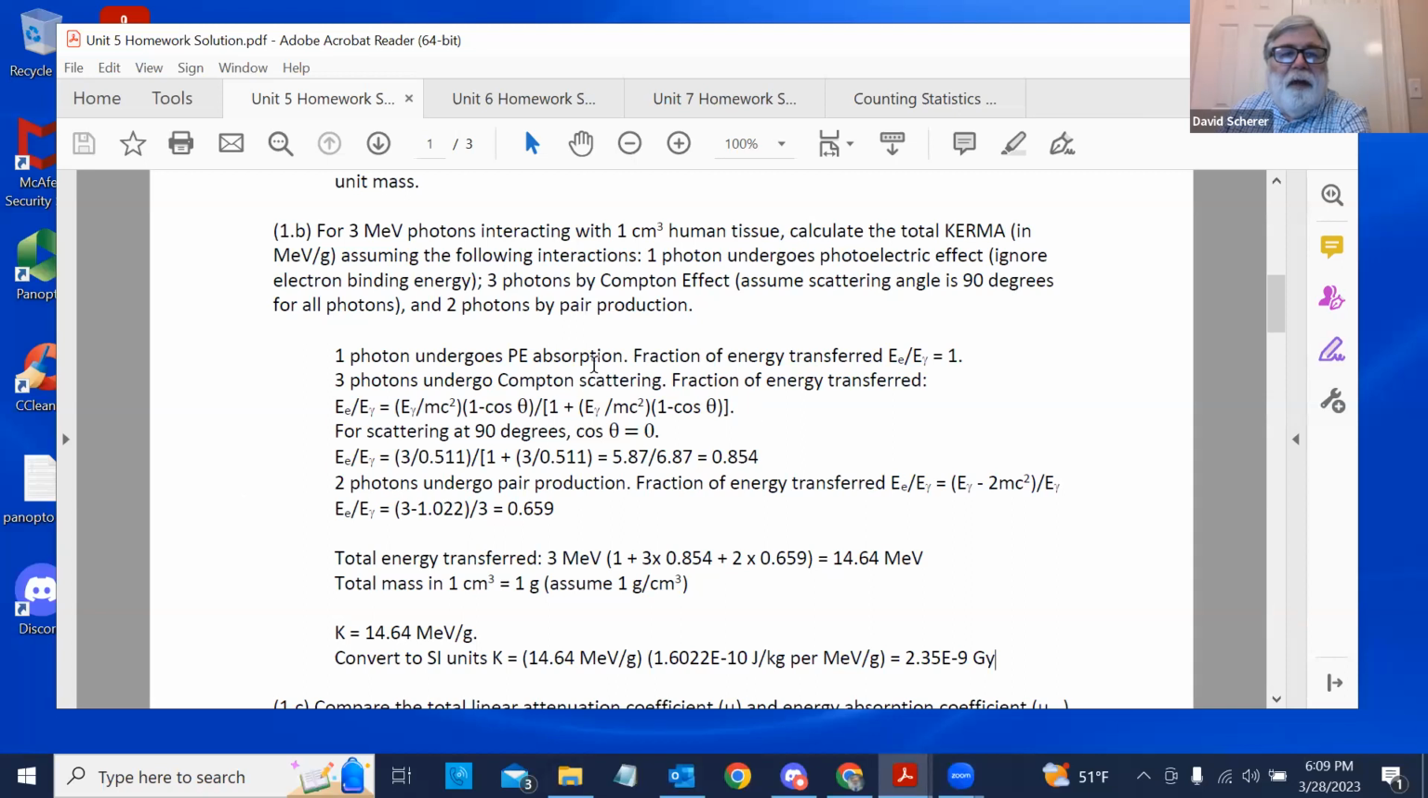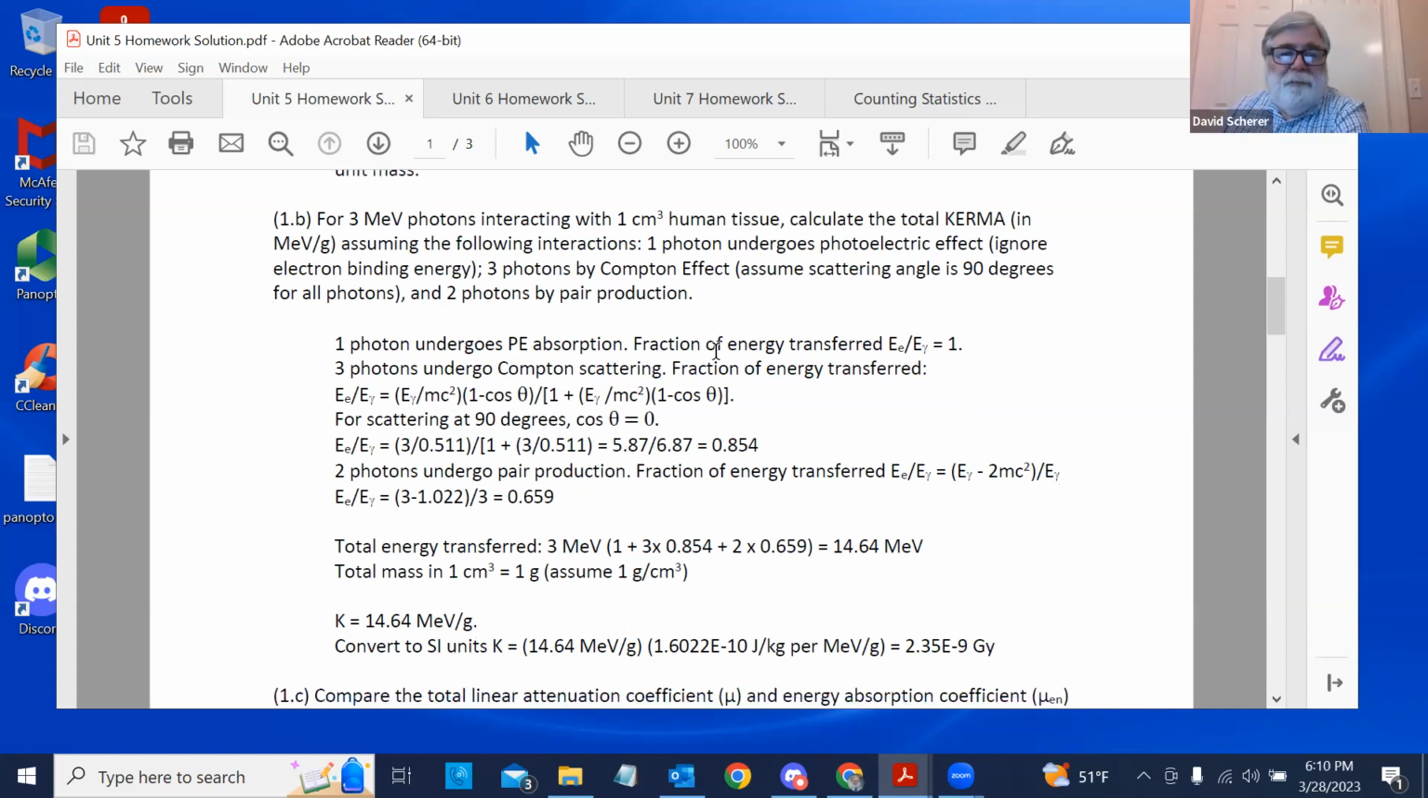Is this clear on how we set up the problem and the logic for doing it? Like I said, this was a little bit didactic. I can't imagine that you would ever know that there was 1 photon that interacted in this way and 3 photons that interact in the other way. It's just the way the problem was set up.